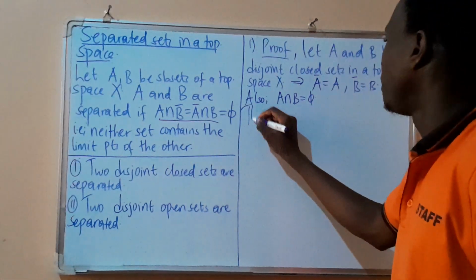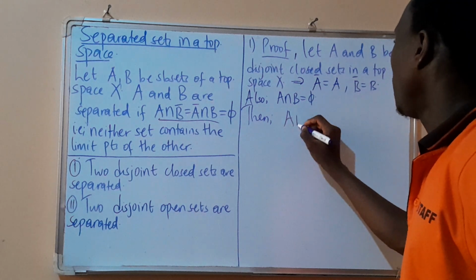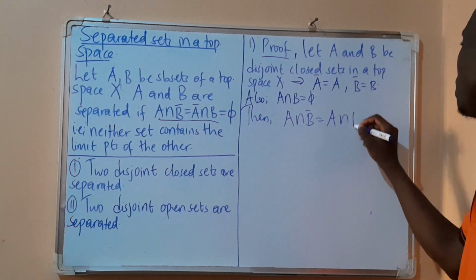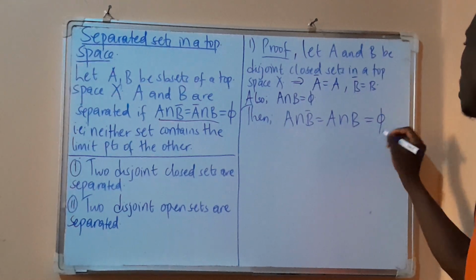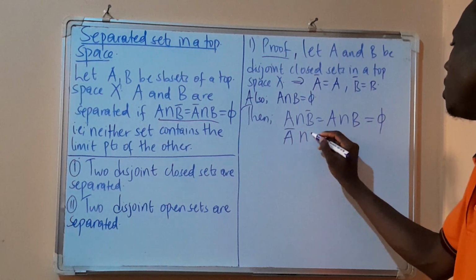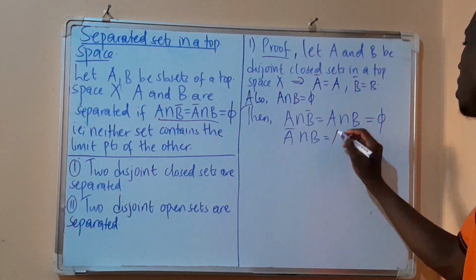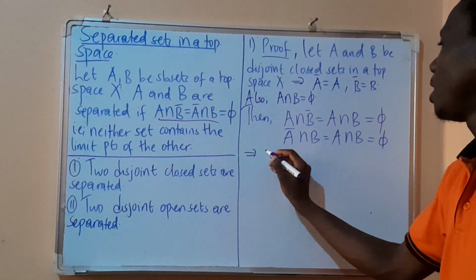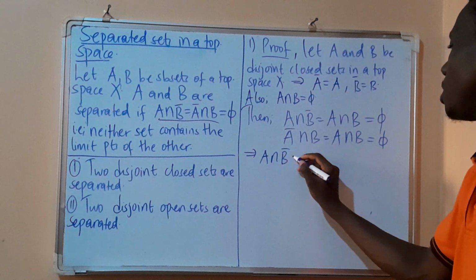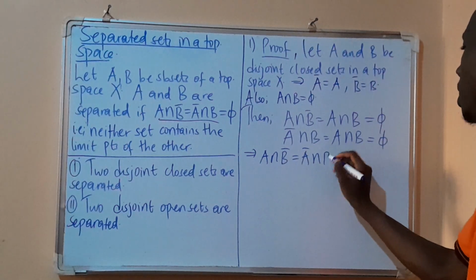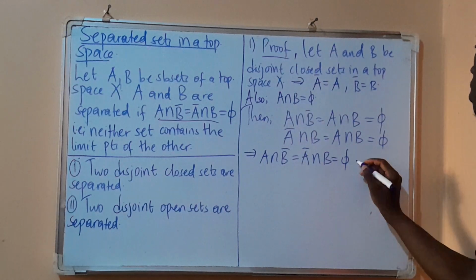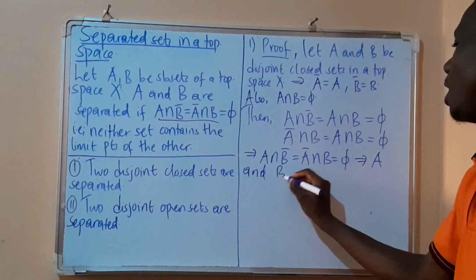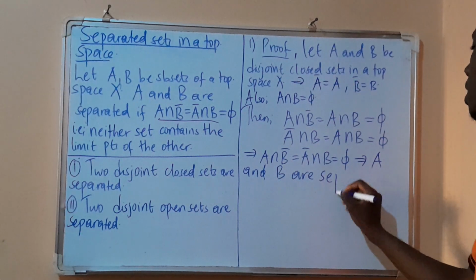Then A intersection B closure is equal to A intersection B, which is an empty set. Also, A closure intersection B is equal to A intersection B, which is an empty set. So A intersection B closure is equal to A closure intersection B, and this is equal to an empty set. So this implies that A and B are separated.